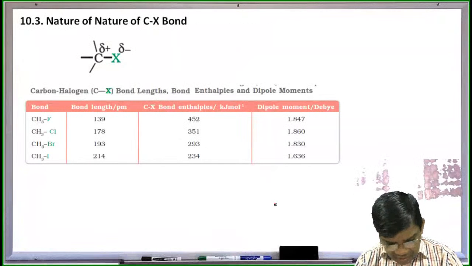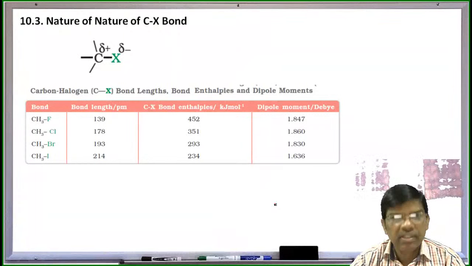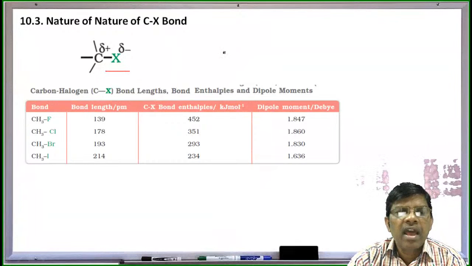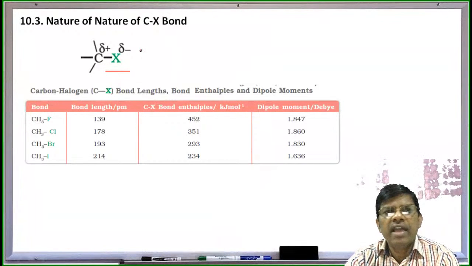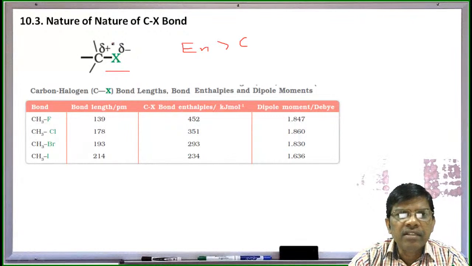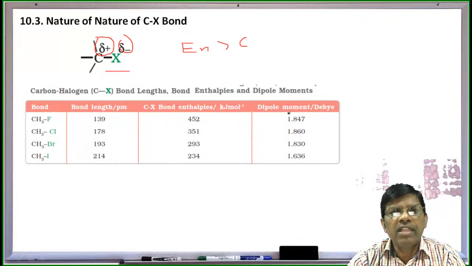Then comes chemistry. So what is the nature of the C-X bond? This halogen is attached to carbon. We know that halogens are highly polar, and the electronegativity of halogen is more than carbon. So halogens are polarized: delta negative on the halogen, and delta positive on the carbon, isn't it? Next, carbon-halogen bond lengths, bond enthalpies and dipole moments.